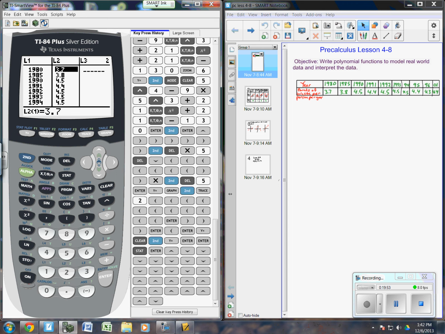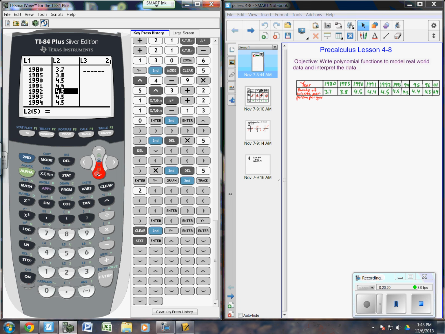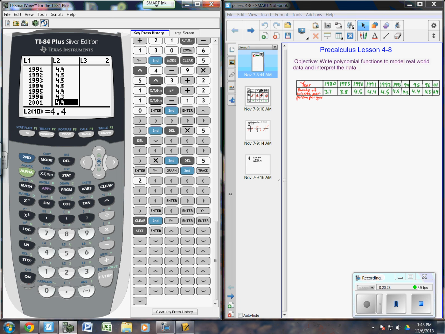Okay, list 2, 1980 starts at 3.7, then 3.8 for the second one, 4.5, 4.4, and then 3 4.5s in a row. 4.5, 4.5, and 4.5 for 92, 93, 94. Yeah, 3.7, 3.8, 4.5, 4.4, 4.5, 4.5, 4.5. Then 4.4 for 1995, 4.3 for 1996, and then 4.4 for 2001.